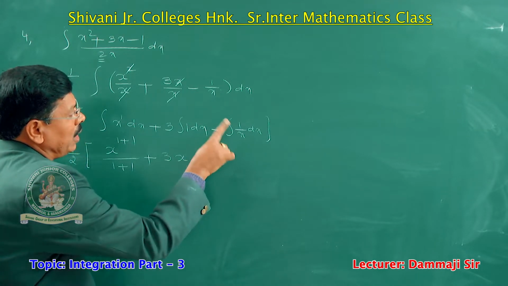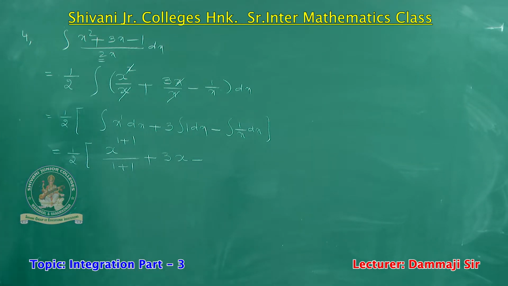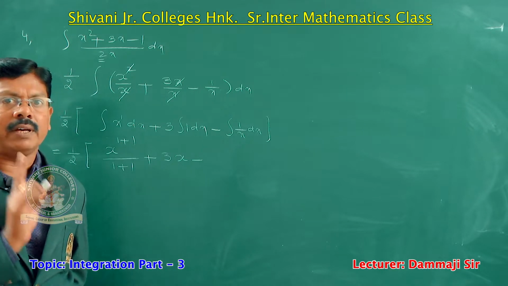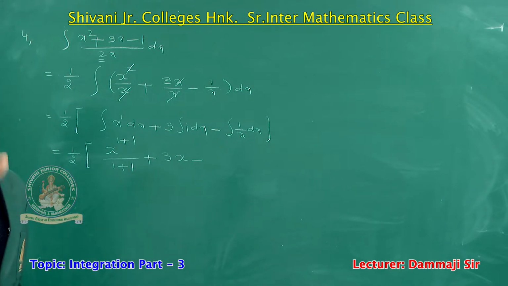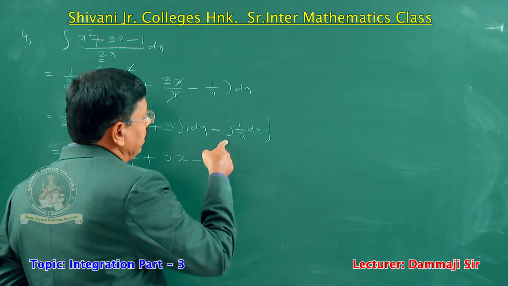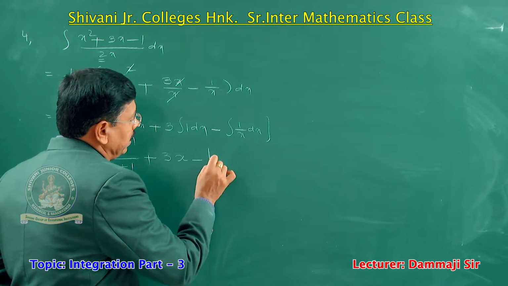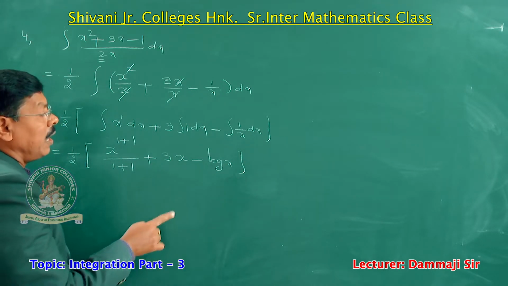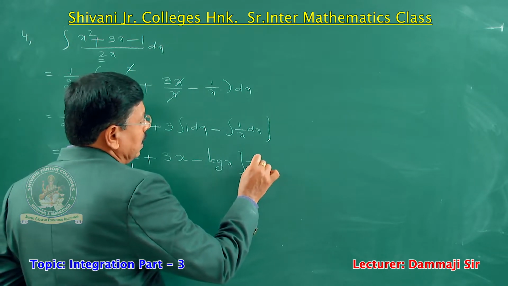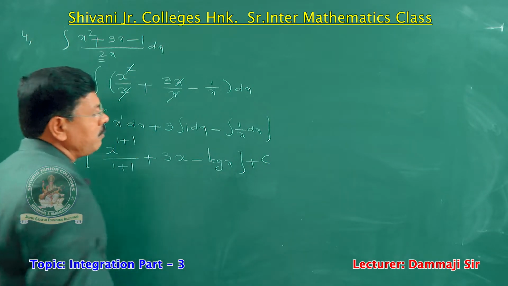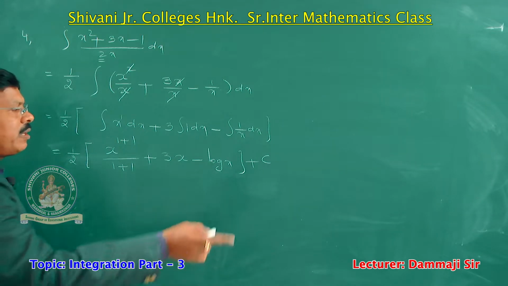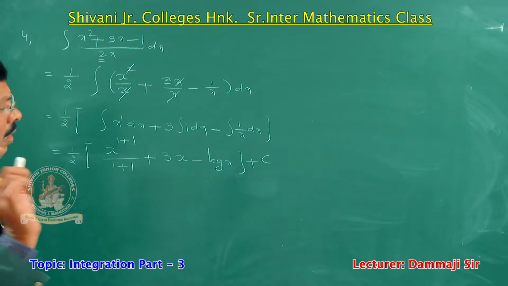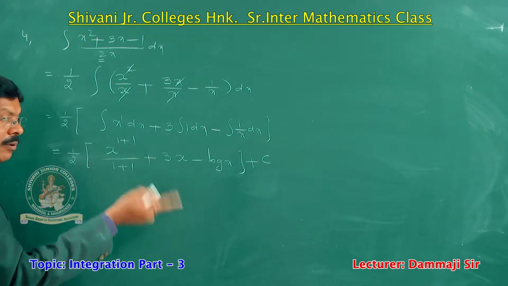What about the third one? Just to know, the derivative of log x is 1 by x. Its reverse, the anti-derivative, is nothing but integration, that is, integral of 1 by x is log x. After completion, we can write the constant of integration. What purpose? It should balance the function. Okay, finished.